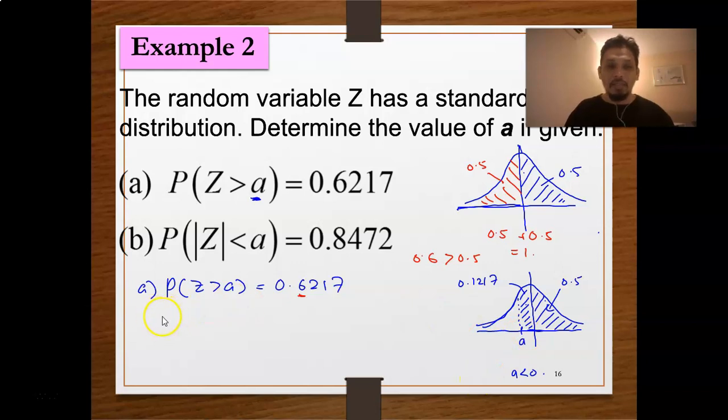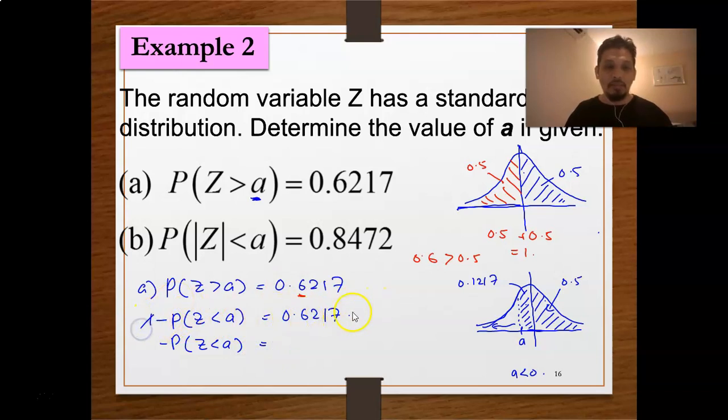The whole area between the curve and the x-axis is equal to 1. So 1 minus this area: 1 minus probability of Z less than A equals 0.6217. Then negative probability of Z less than A equals 0.6217, bringing the 1 up here.